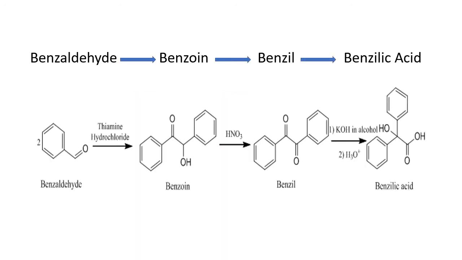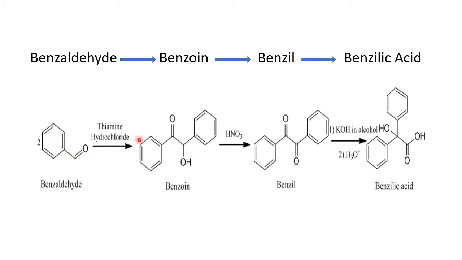Now in this slide we can see the structures of all these compounds of all the three steps. The starting compound which we are using is benzaldehyde. Two molecules of benzaldehyde are involved. From this we get benzoin. So this reaction is known as benzoin condensation. Two molecules of benzaldehyde condense to give this benzoin, which is an alpha hydroxy ketone.